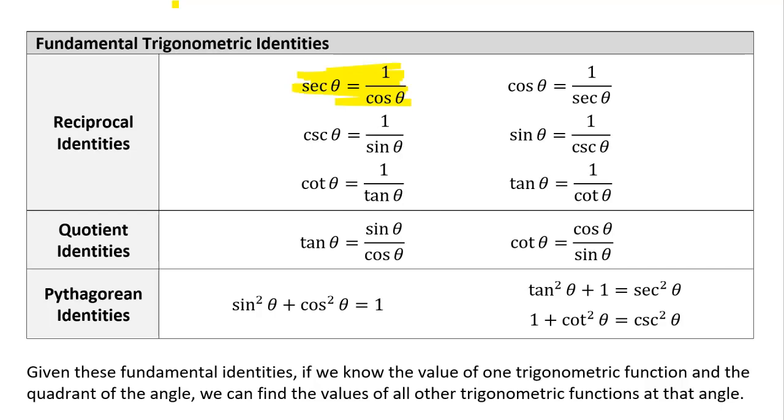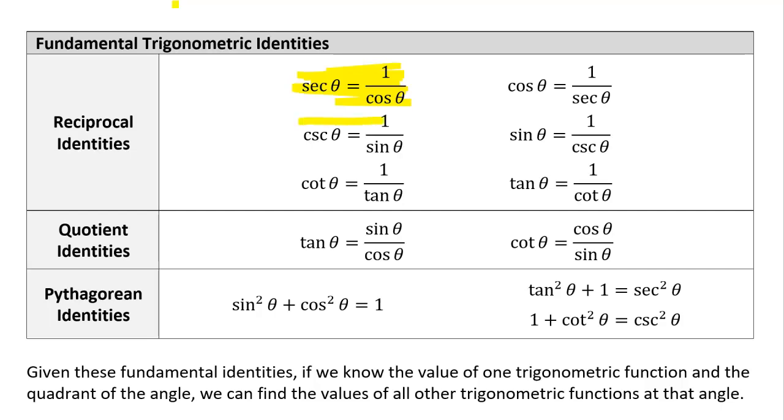If secant is the reciprocal of cosine, then cosine is the reciprocal of secant. They're reciprocals of each other. So I feel like that's just one thing to memorize. If you remember that secant is the reciprocal of cosine, then it's pretty easy that, well, then the cosine is the reciprocal of secant. So you don't need to memorize both. You just need to remember that secant and cosine are reciprocals of each other.